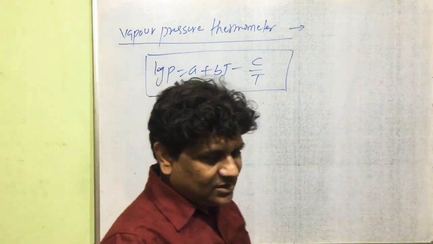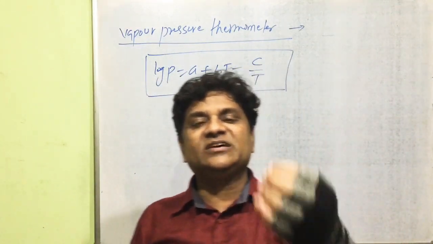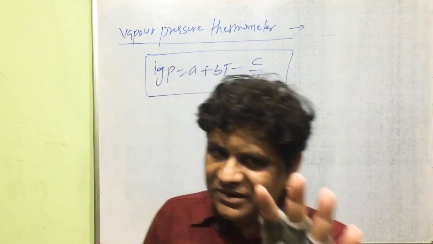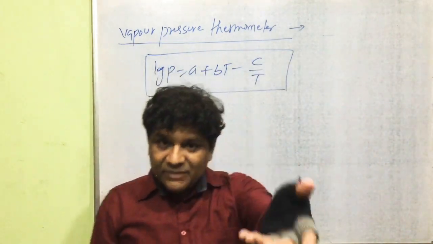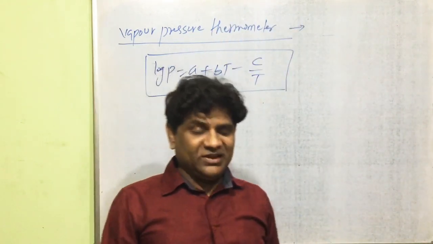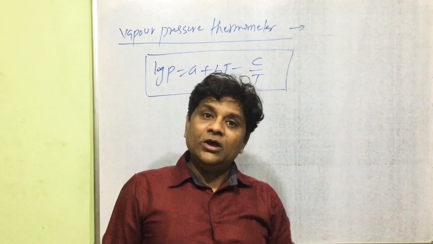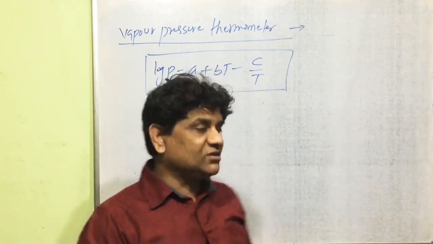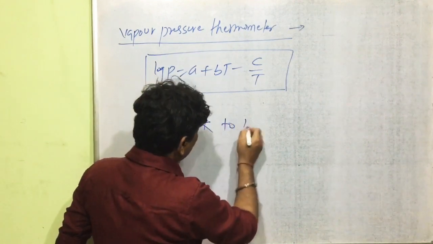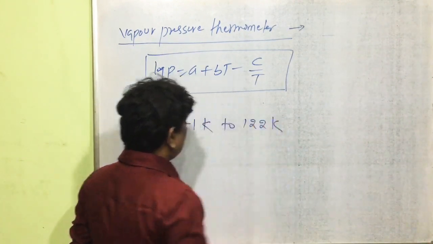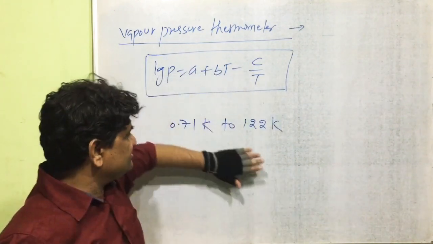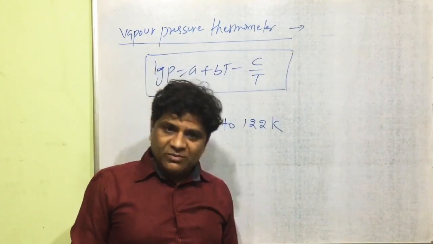Now the question arises: which thermometer is used to measure very low temperature? It is the vapor pressure thermometer. The vapor pressure thermometer is used to measure very low temperature. Now, what is the temperature range of the vapor pressure thermometer? 0.71 Kelvin to 122 Kelvin. This is the temperature range of the vapor pressure thermometer.